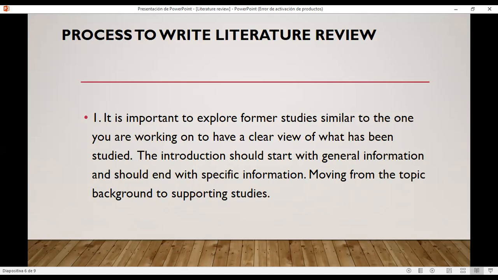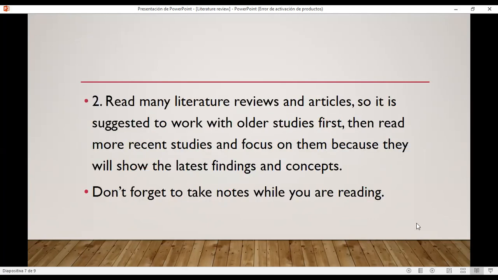And in the last sentence, it is related to how we are going to write. So what is that general suggestion is that we start with an introduction, no? And then what you include in the introduction? The general information, and from general to specific, moving from the topic background to supporting studies. We are going to check in detail the steps in the assignment.